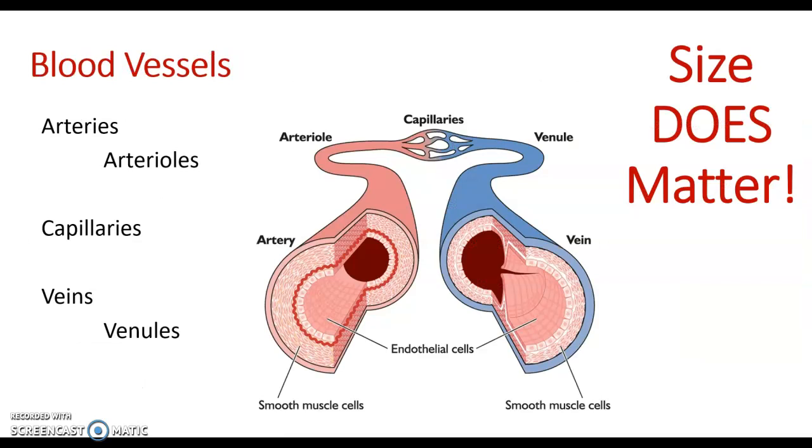So let's look at those blood vessels. There are about 60,000 miles of blood vessels. That's more miles than I have driven with my current car. 60,000 miles of blood vessels in the average human body.